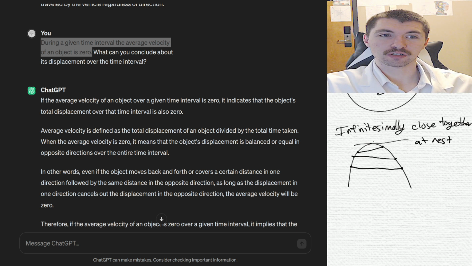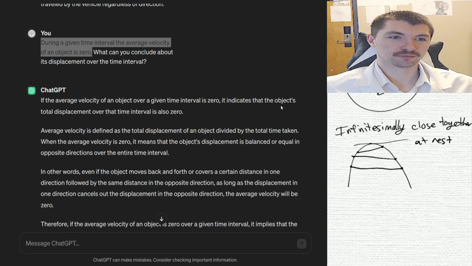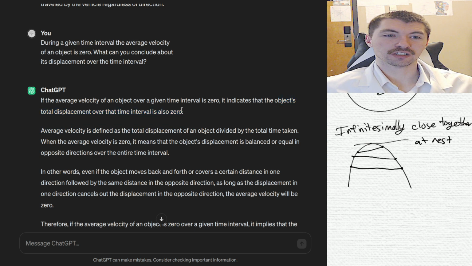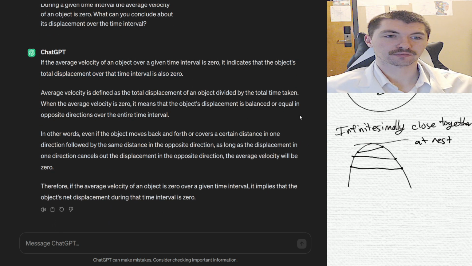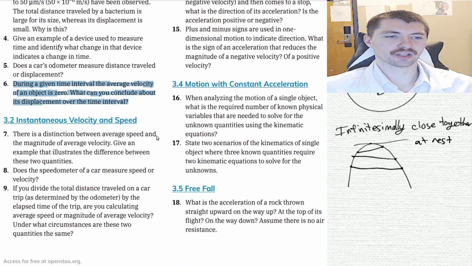So what's the displacement over the time interval? The displacement is zero because we're in infinitesimally small time. So either displacement is infinitesimally small, or there's no displacement. So the language model is arguing it's zero. I don't know what it's saying elsewhere, but let's move on.